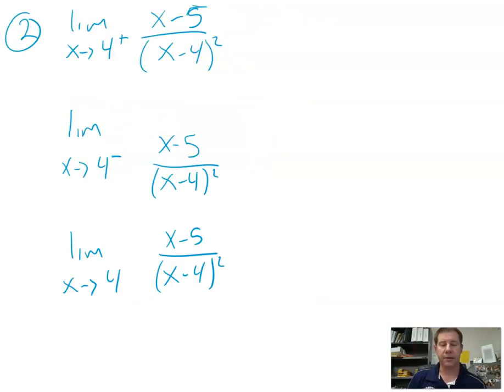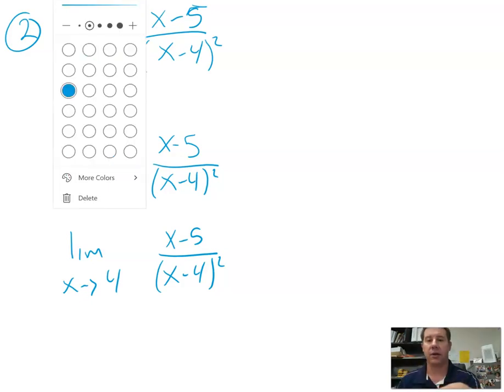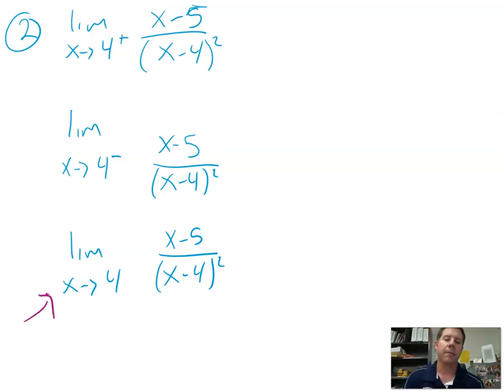Okay, here we are, number 2. On this one, again, we want to evaluate the limit as x approaches 4 of (x minus 5) over (x minus 4) quantity squared. If I wanted to do that limit, that's a two-sided limit. We're trying to evaluate this limit down here, so I really need to look at the two-sided limit up above, the one from the right and the one from the left. Okay? My right-hand-sided and my left-hand-sided limit.